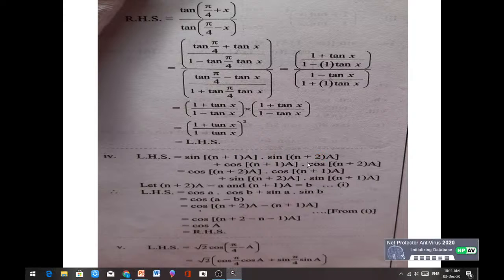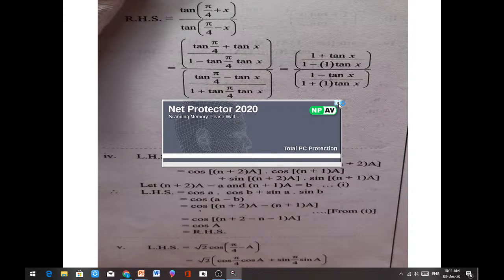LHS: sin (n plus 1)a sin (n plus 2)a plus cos (n plus 1)a cos (n plus 2)a. Okay, so consider LHS, we have to prove that this is equal to cos a. Now observe this. What we have seen here is in the form of sin a sin b plus cos a cos b, right? So what is the value of a here? (n plus 1)a. And what is the value of b? (n plus 2)a.